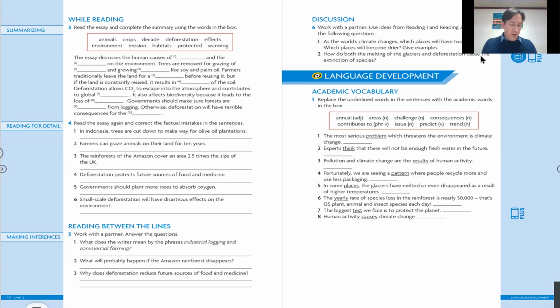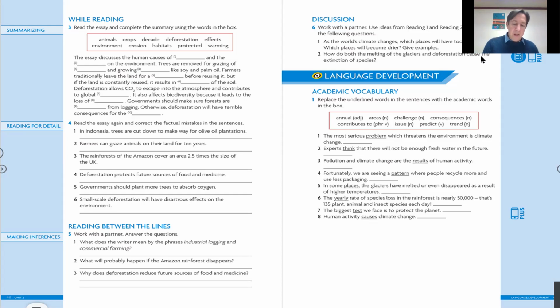Okay, let's start at the top of 46. So we're going to complete the summary using the words in the box. This is a summary. Summarize. Basically, if you have a big article, you're going to try to describe it with less words. Summarize. All right, let's give it a go.